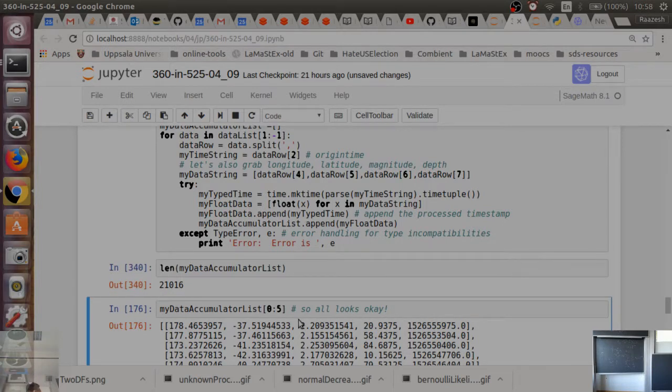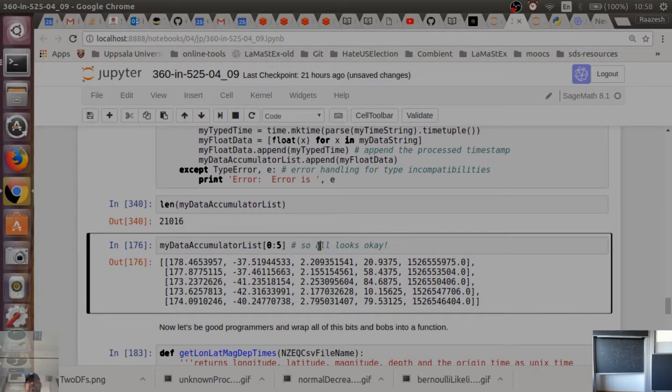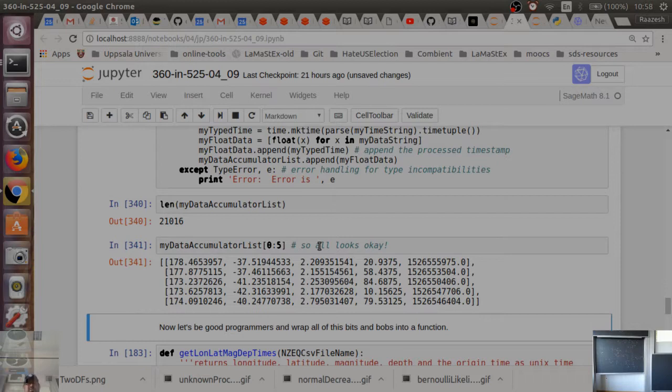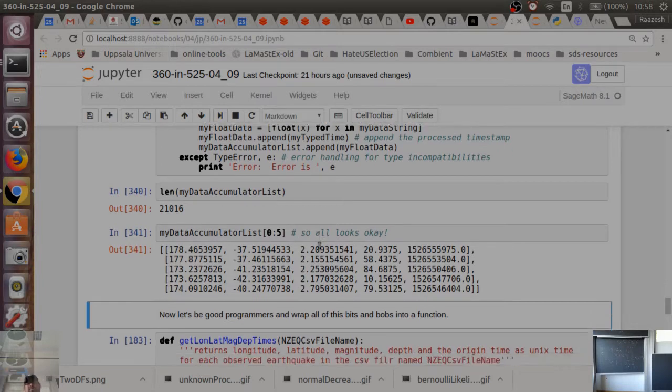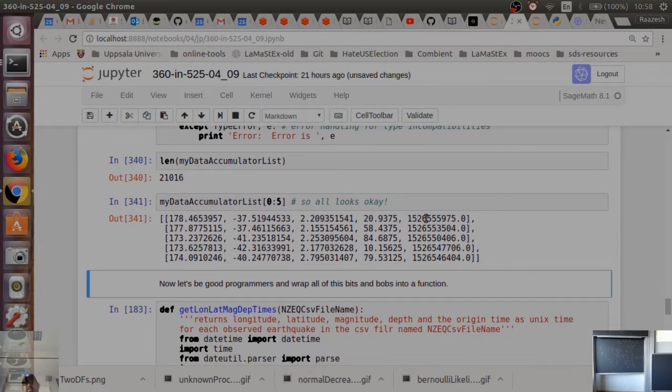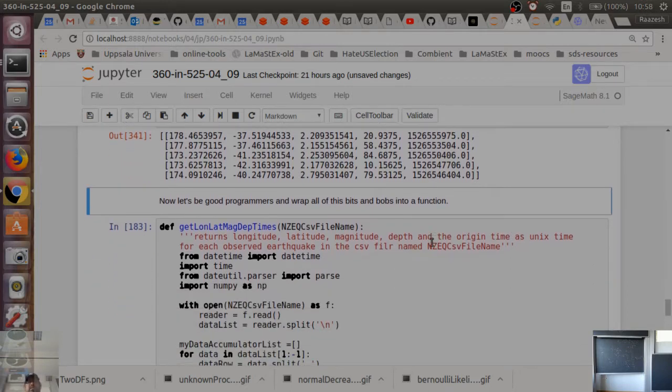So now I have 2106, excluding the last empty line. So it all looks good. Everything was sparse. Let's just take a peek into the first 5 elements. Looks beautiful. So this is our timestamp in the last field, in seconds.